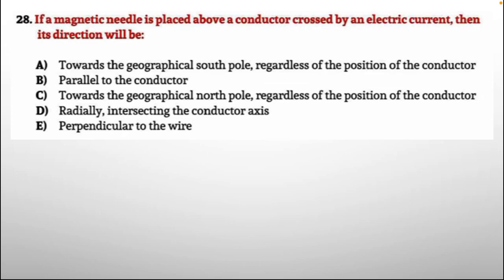Question number 28. If a magnetic needle is placed above a conductor crossed by an electric current, then its direction will be: A, B, C, D, E are the options. A, towards the geographical South Pole regardless of the position of the conductor. B, parallel to the conductor. C, towards the geographical North Pole regardless of the position of the conductor. D, radially intersecting the conductor axis. E, perpendicular to the wire.